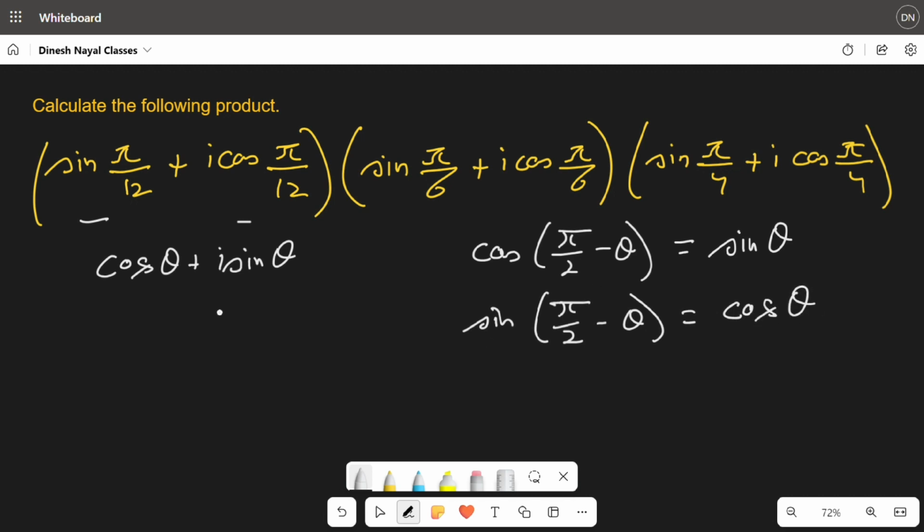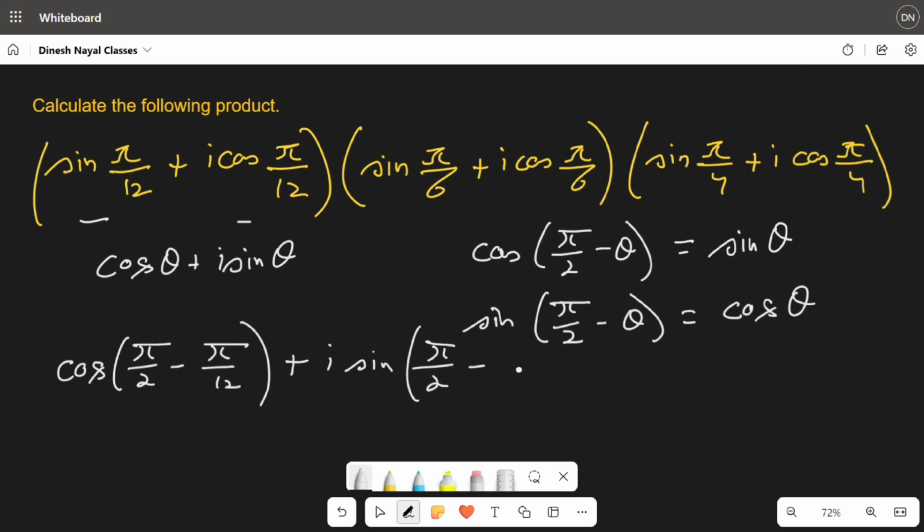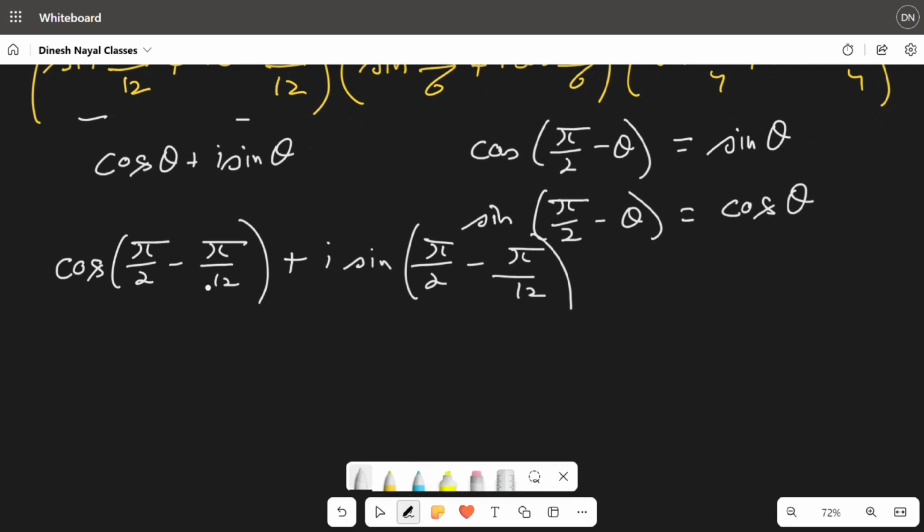Okay, so now using this result, see how I can write sine pi by 12. I can write it as cos pi by 2 minus pi by 12. Cos pi by 2 minus theta will be sine theta, which is sine pi by 12. Similarly, this I can write as i sine pi by 2 minus pi by 12. Now, what is pi by 2 minus pi by 12? Using the LCM, this is 5 pi by 12. So cos 5 pi by 12 plus i sine, again 5 pi by 12.